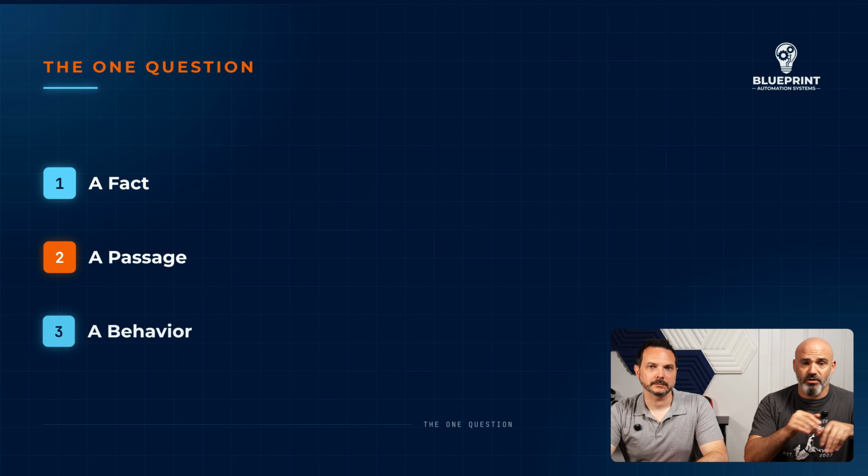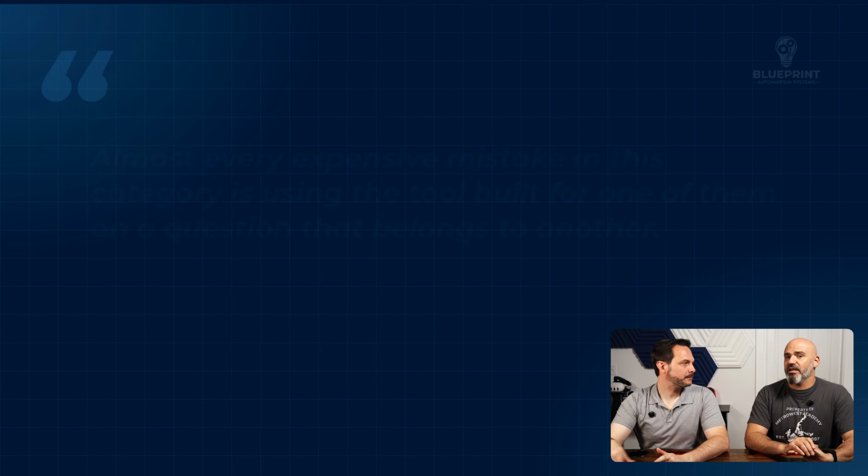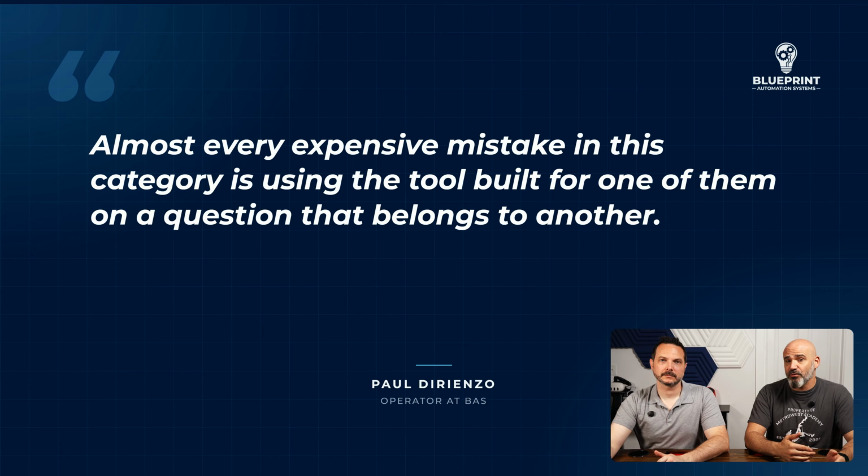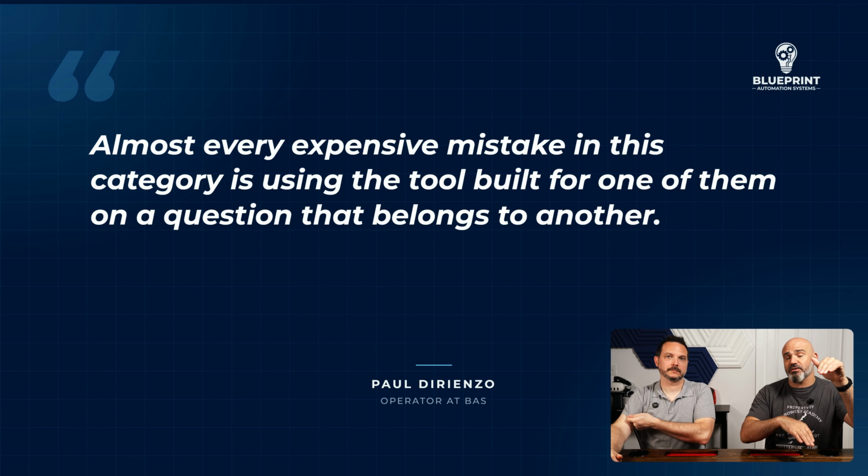A behavior is not information. It's how you want the AI to act. Always answer in our voice, Ryan's voice, his humanizer skill we talked about in the last episode. Always get a member's number first if you're an AI agent. Never say kids martial arts, say kids jiu-jitsu in my academy. These are 3 different things, and almost every expensive mistake in this category is somebody using the tool built for one of them on an answer needed for a different one.